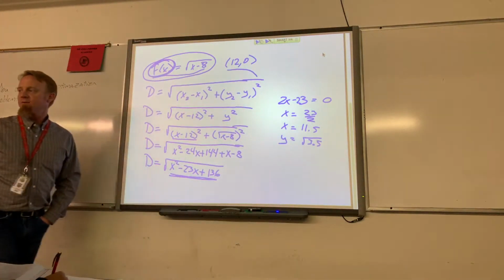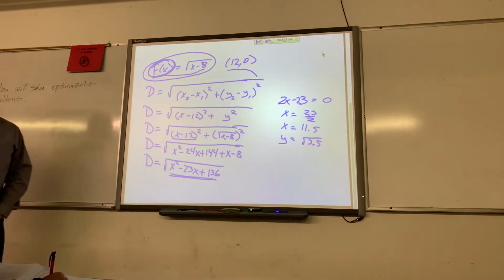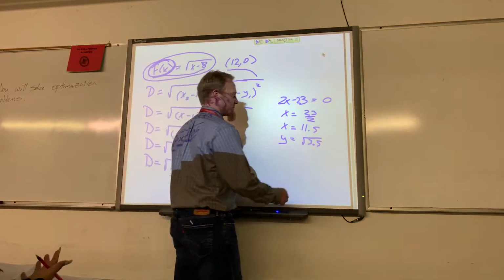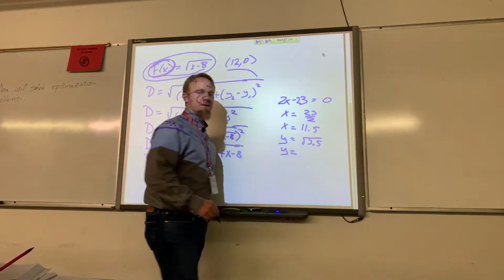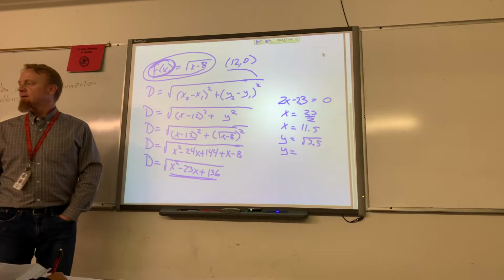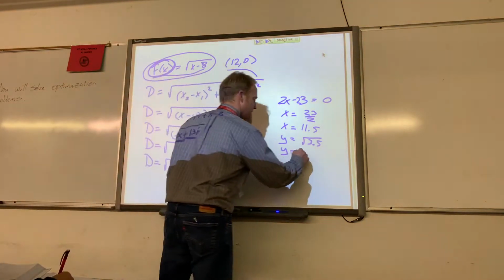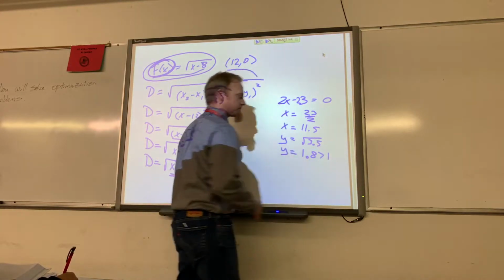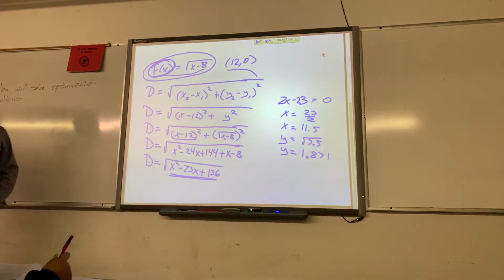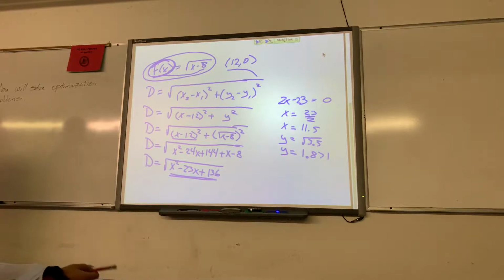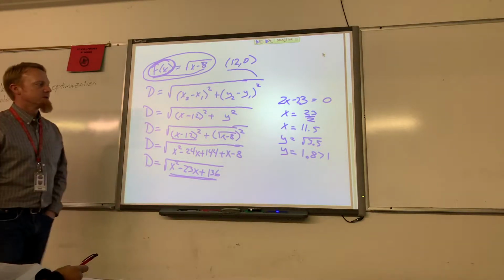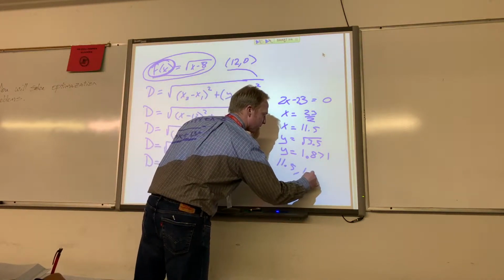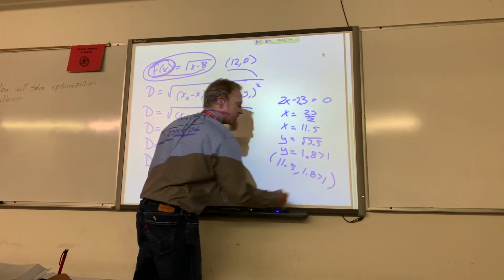3.5. Somebody punch that in for me. Should be close to 2. Just shy of 2. Give me 3 decimals. 1.871. How did I know that was close to 2? Yeah, 4. Square root of 4 is going to be 2. So my point is 11.5 and 1.871.